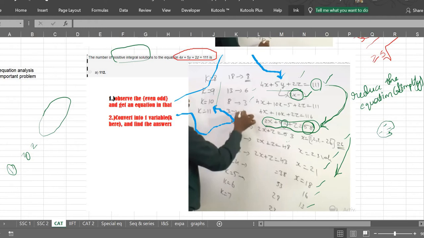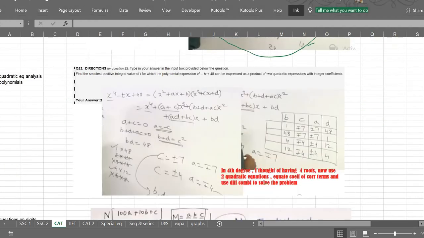Now we will substitute different values for k, and out of these 3 variables, we'll take the variable with the highest coefficient. We'll substitute different values and we'll find the number of positive integral solutions accordingly. This is a good question.